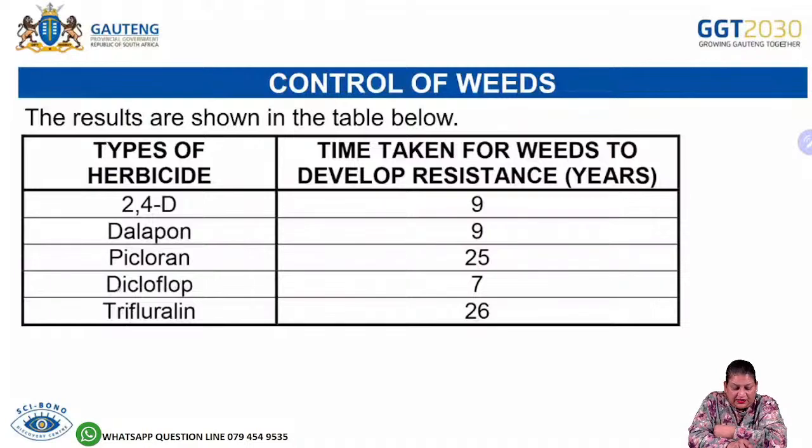Whereas this Dicloflop took 7 years. 7 years for the weed to actually fight it. So that means that this Dicloflop was a very weak herbicide. It was there to kill the weeds, but then the weeds took a very short time and they started to fight it after 7 years. This one, after 26 years, the weeds decided to fight that herbicide.